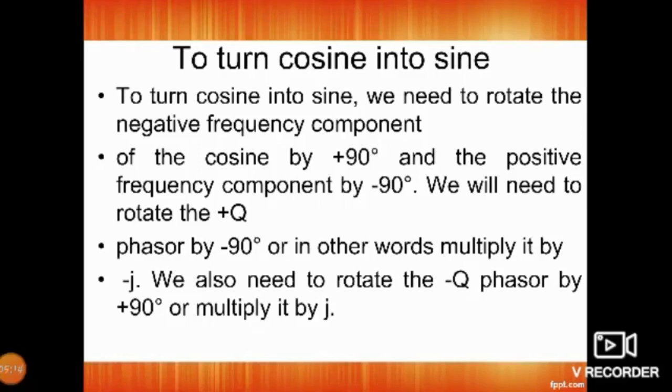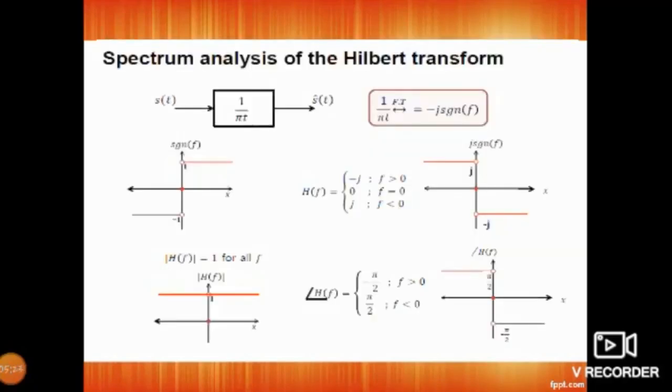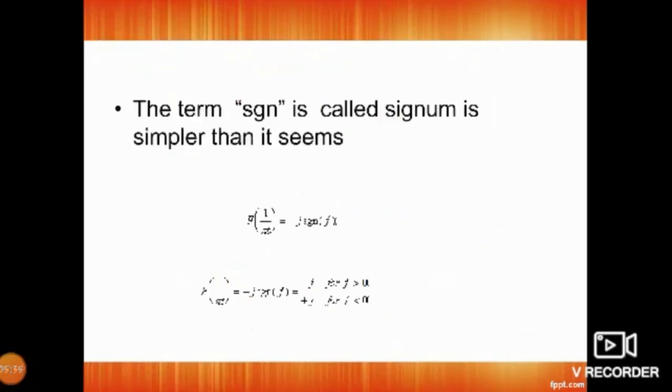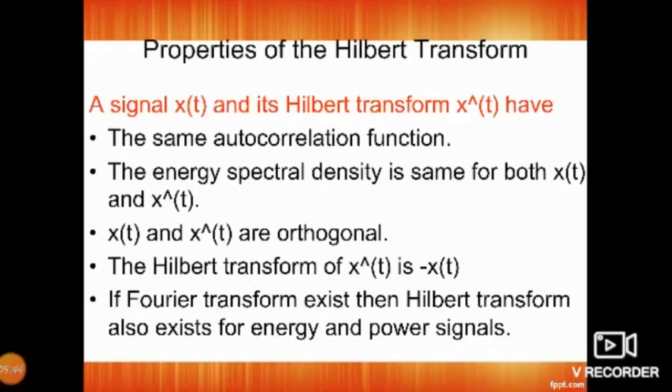So plus 90 degree phase shift will be noted as plus q, and minus 90 degree phasor is represented as minus q. So the impulse response is h of t equal to 1 by pi t, and it will produce the output as s cap of t. Here we have one signum function, sgn. The term sgn stands for signum function, that is, the Fourier transform of 1 by pi t is equal to minus j sgn of f, that is the signum function.